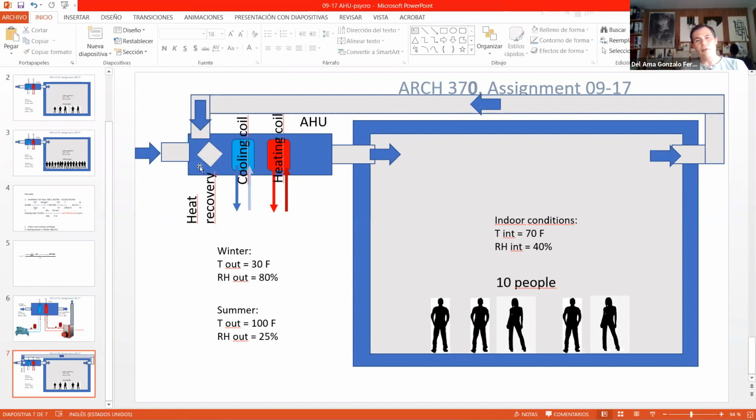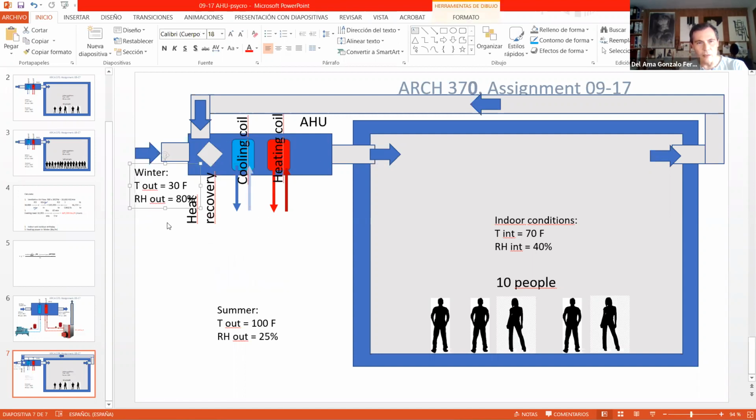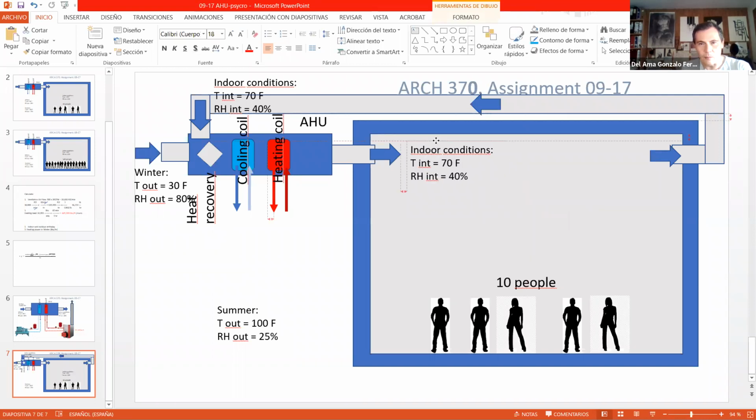Okay, and here we have the heat recovery. In this heat recovery, we are mixing air at these outdoor conditions, 30 Fahrenheit and 80% relative humidity, with air at these indoor conditions. So after going through this heat recovery, we need those indoor conditions here. The air at the supply is at these indoor conditions.